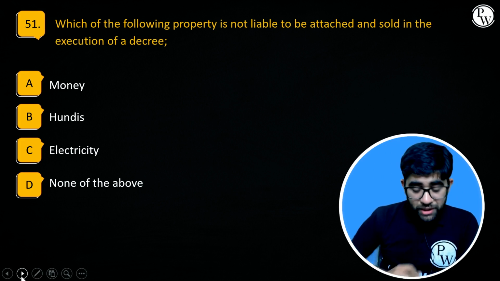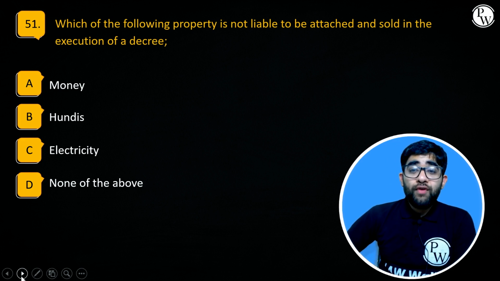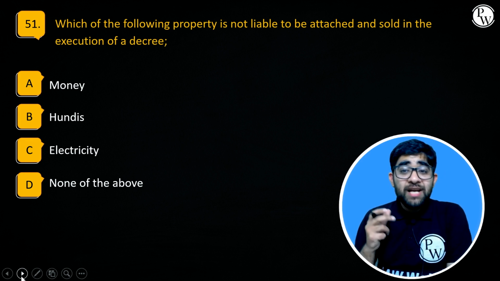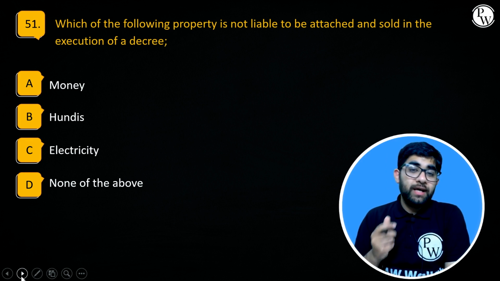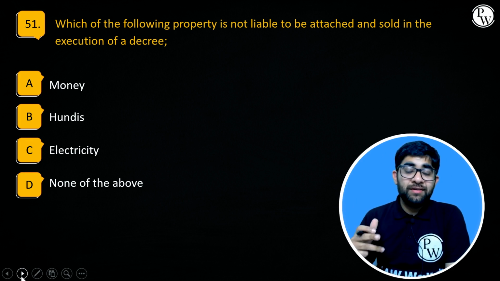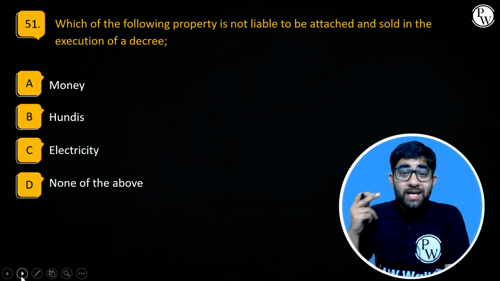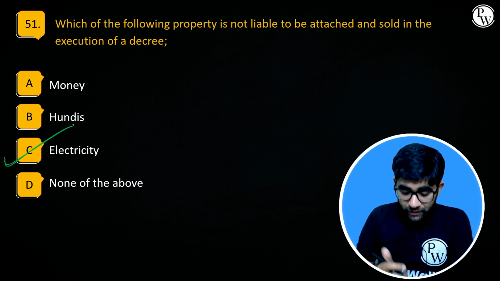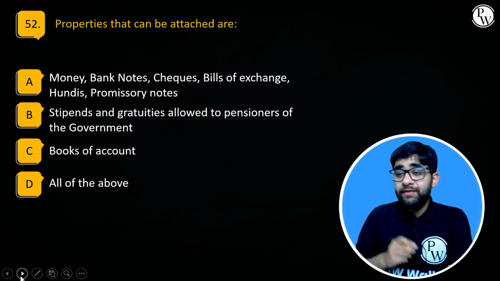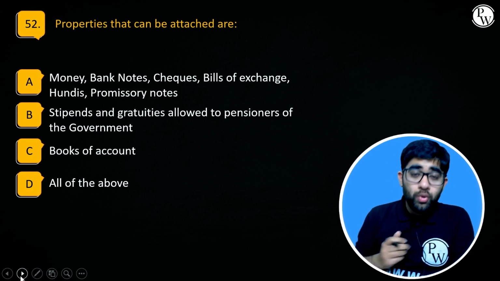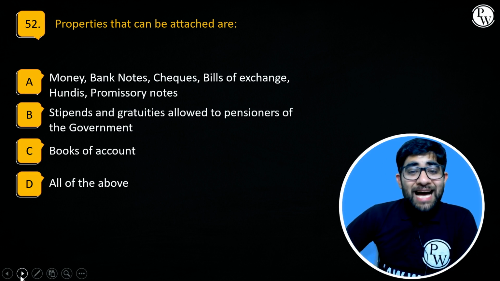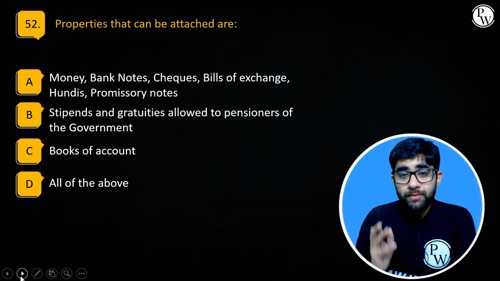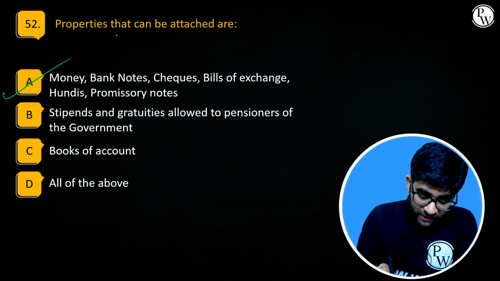Next shall be, which of the following property is not liable to be attached and sold in the execution of a decree? Money, hundis, electricity, none of them. Not liable is electricity. You cannot attach electricity. Right. So 51 is C. 52. Properties that can be attached are money, bank notes, checks, bills of exchange, hundis, promissory notes. This is the correct answer.